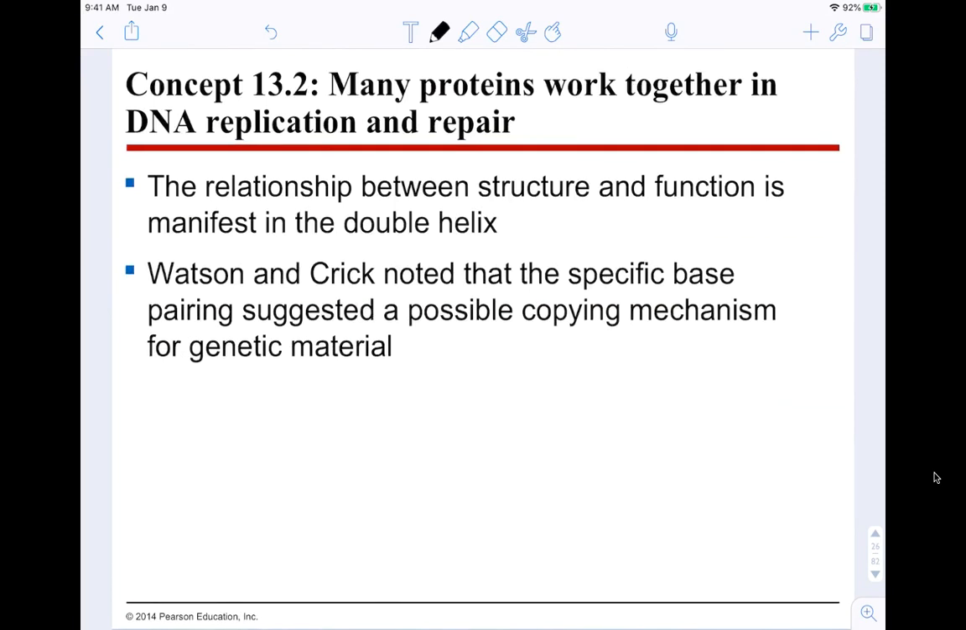Okay, so many proteins work together in DNA replication and repair. So now we're actually gonna get to how we make more DNA. We know that DNA is the genetic information. We know that in the cell cycle, we have the S phase, which is called synthesis. What are we synthesizing? We're synthesizing an extra copy of DNA. So the relationship between the structure and function is manifested in the double helix here. So Watson and Crick noted that the specific base pairing suggested a possible copying mechanism for this genetic material.